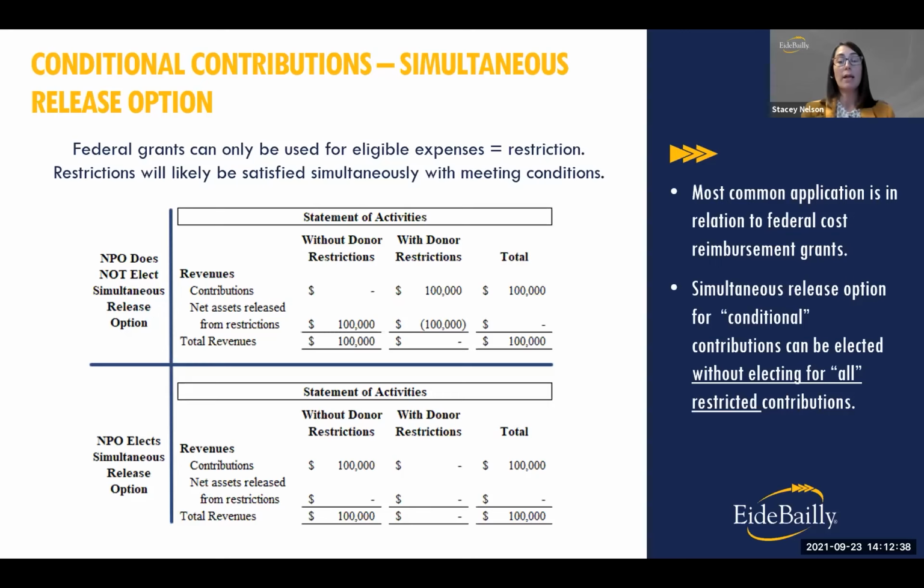We just want to make very clear that if you elect this option for your conditional contributions, you have to apply it to all of your conditional contributions. You cannot pick and choose agreement by agreement which ones you want to present which way. You have the option to make this election for just your conditional contributions, or if your nonprofit already includes a policy for all of your restricted contributions, they may be reported that way as well.